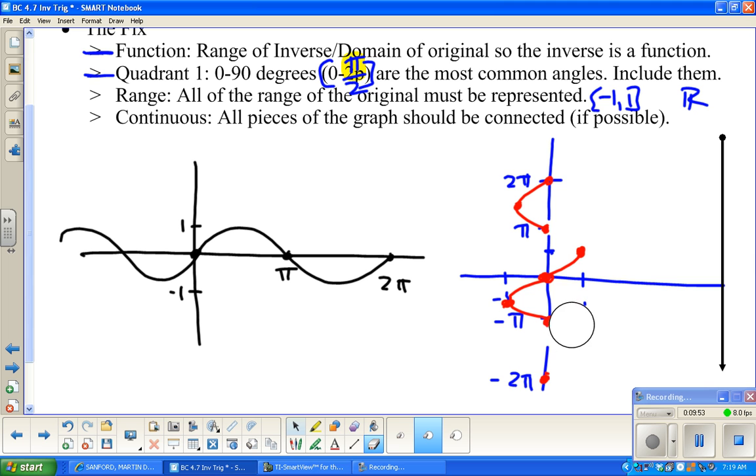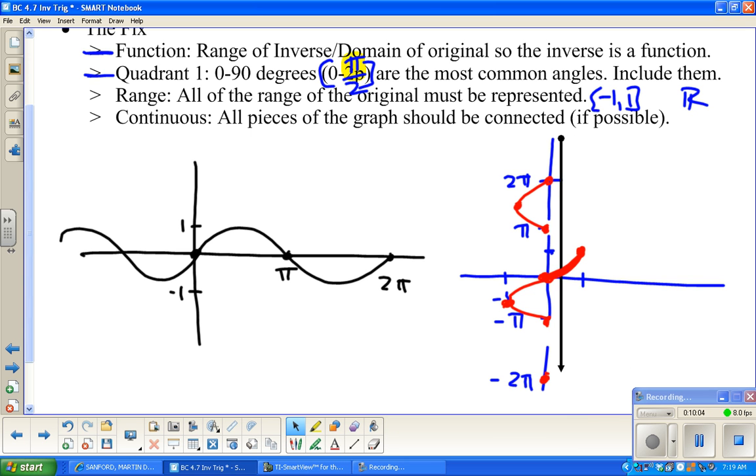Okay, so now at least the right side of the graph is a function. This little guy right here now passes the vertical line test on that side of the graph. It doesn't pass it on the left side yet, but it does pass it on the right. Okay. We want to have all of the range of the original, in other words, all of the domains.